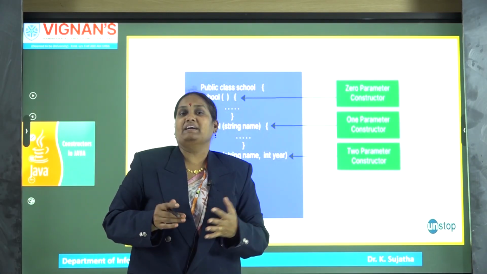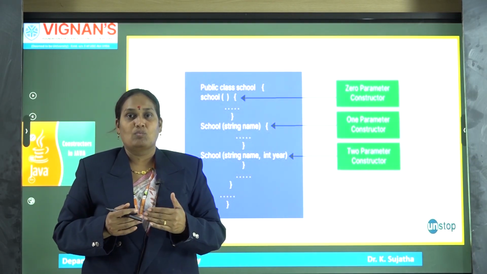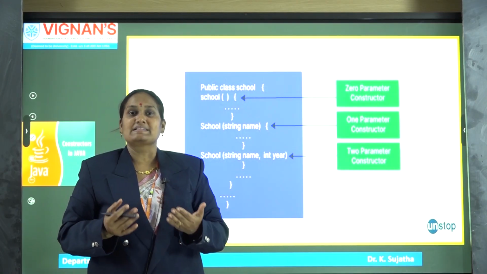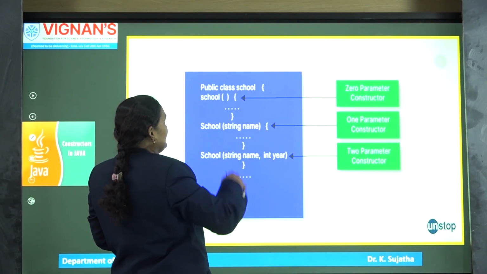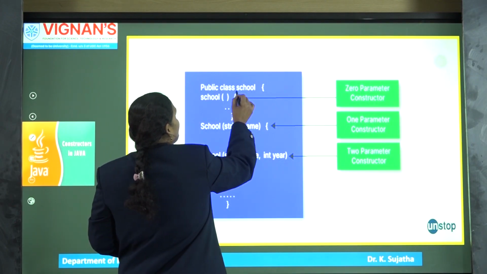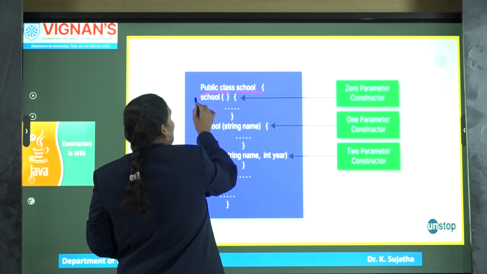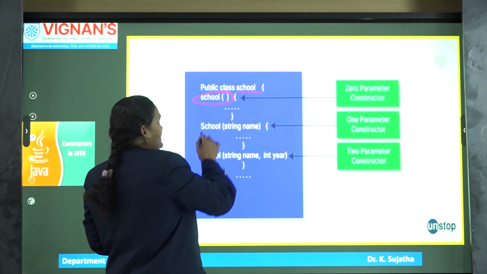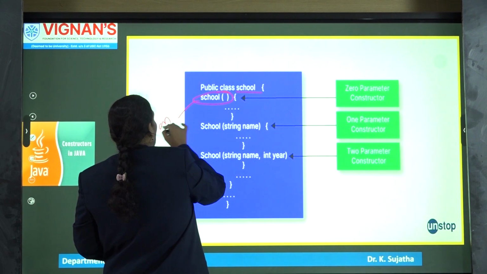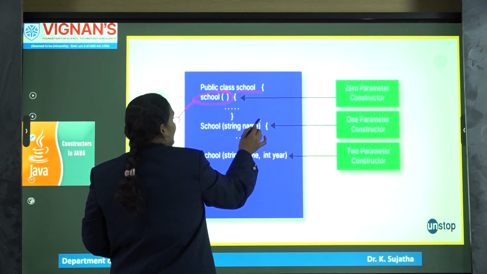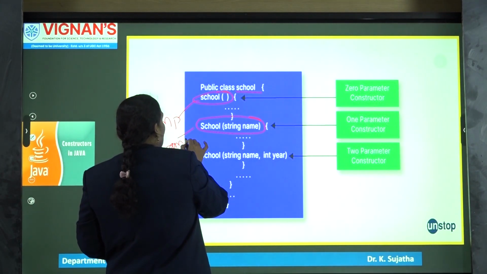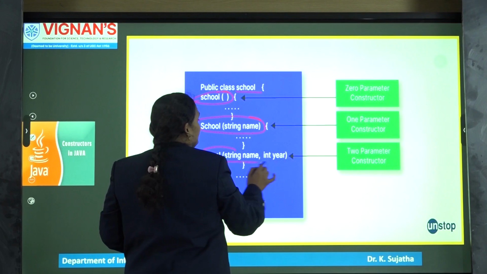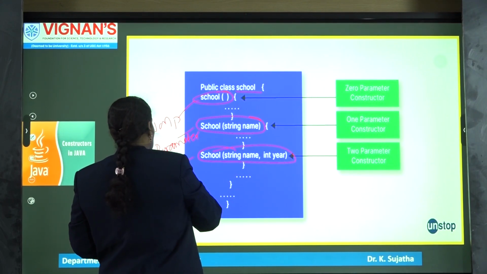I hope everybody understands what a constructor is, what the different types of constructors are, and what constructor overloading is. Here you can see that this covers everything. This is my class name. For this class I have created a constructor, which is a non-parameterized constructor, and here I have created one more constructor with a parameter. This is called a parameterized constructor. And here I have created another constructor with two parameters. This is also called a parameterized constructor.